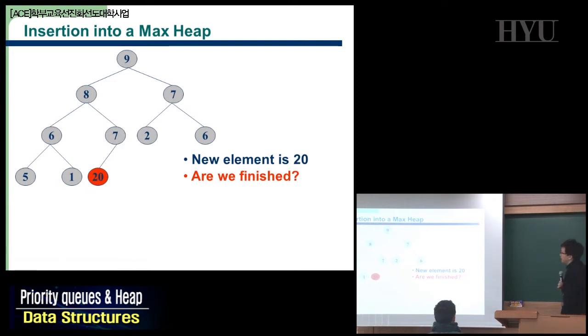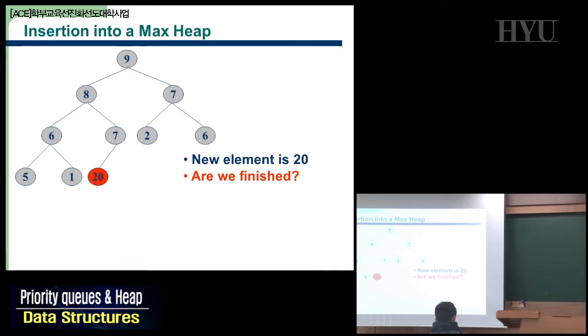What about 20? I'd like to add 20, maybe at the end of the array. What should I do next? Yeah, I should compare myself to my new parent, which has a 7 in it.